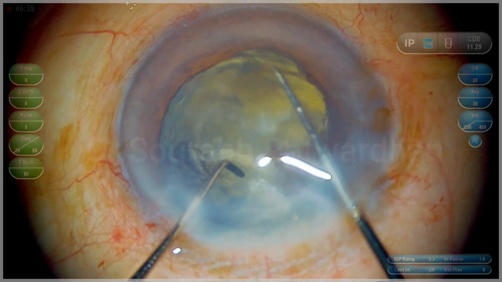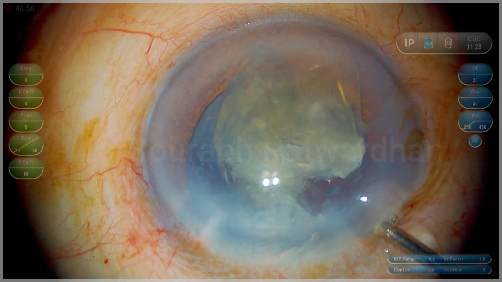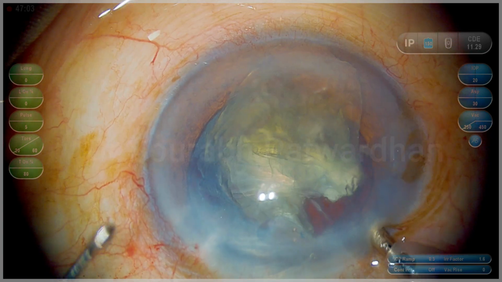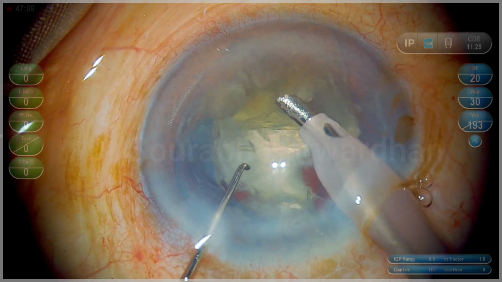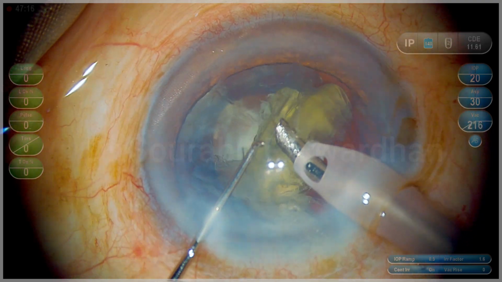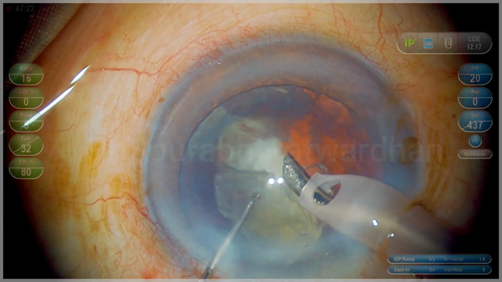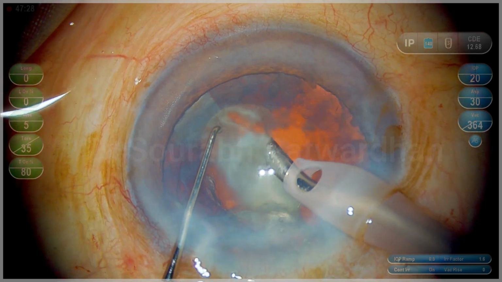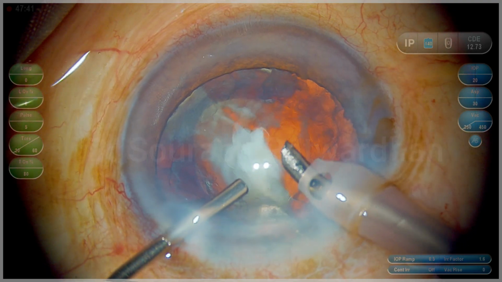Now, without rotation of these quadrants, I am pulling them out in the center, and now I am refilling the bag using Hylucoat, which is similar to Viscoat. It's a heavy dispersive OVD which will keep the posterior capsule back, avoiding rupture. And using the same low flow parameters, I am going to remove this quadrant. It will be little anterior phacoemulsification, but it is not going to damage the endothelium because I am using very low phaco energy here, and also I am coating the endothelium continuously with dispersive agent.